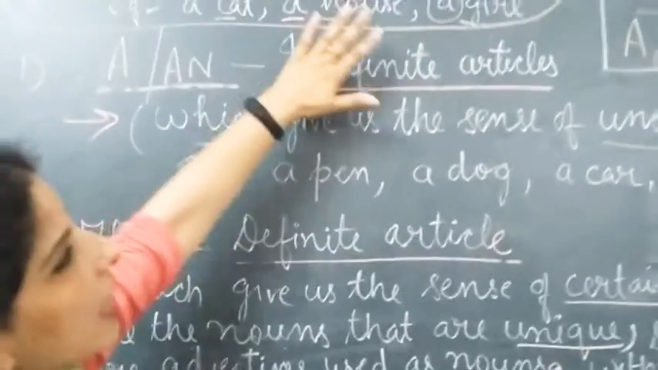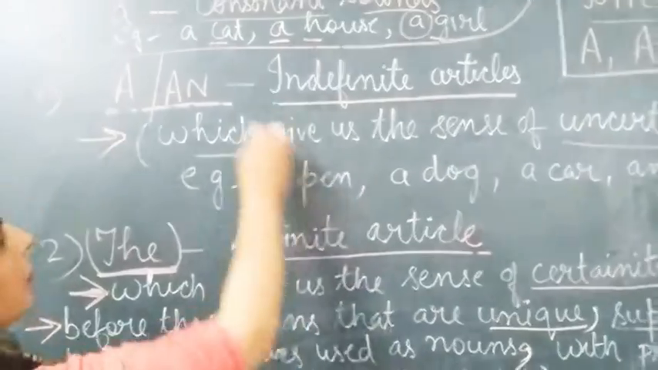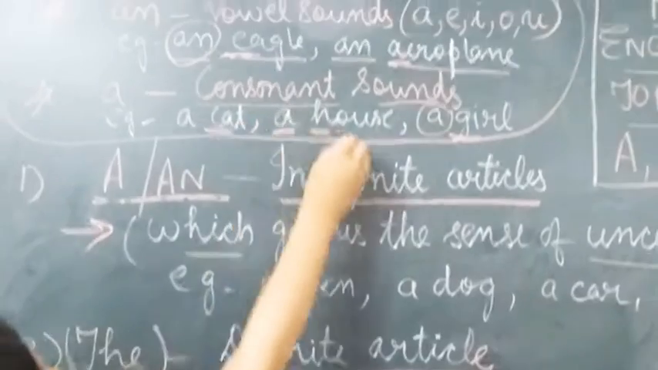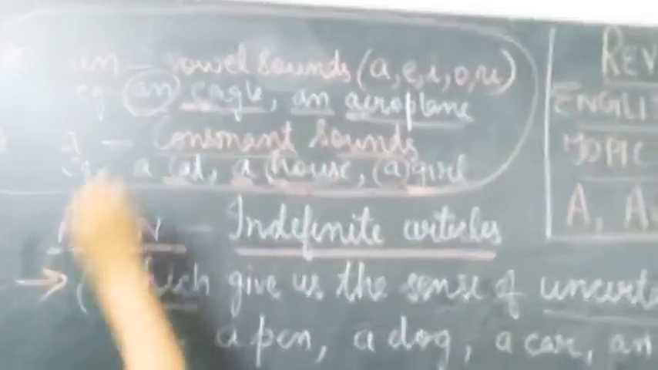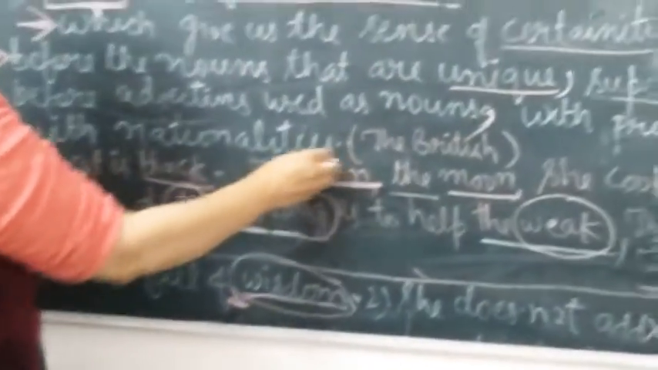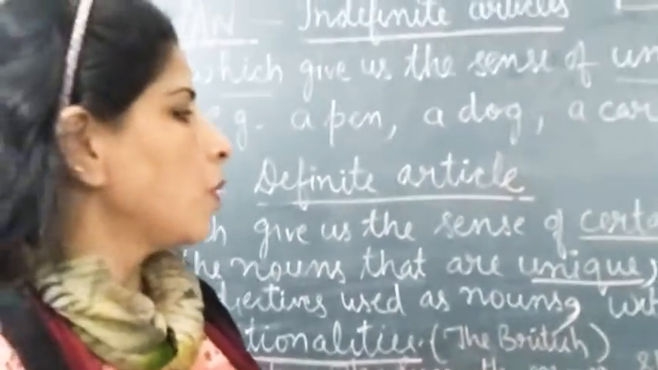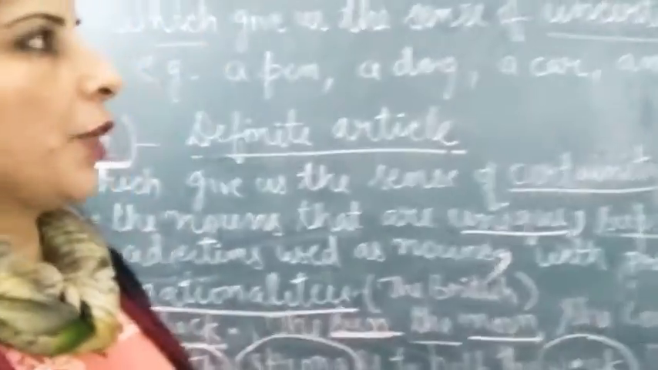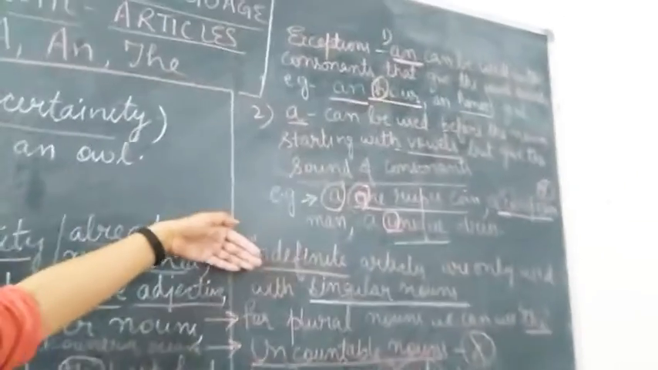Then consonant sounds. K, H, G. All these are consonant sounds. Again you need to see the first letter: cat, house, girl. So we have used a in front of it. The I have told you, and there is one important point which I missed, with nationalities, like the British, the Indian. Okay. So the examples I have taken, you can go through them. You can watch the video again and again. Exceptions I have told you.